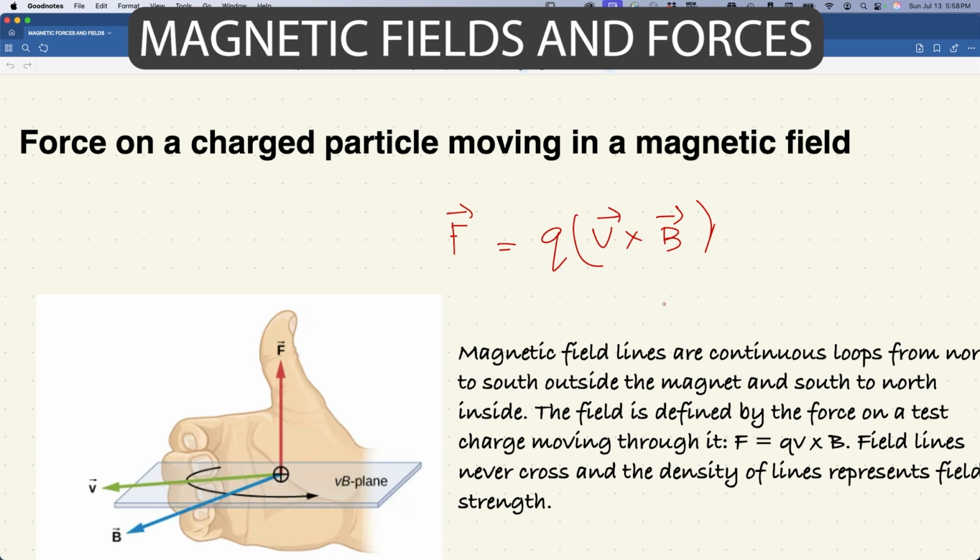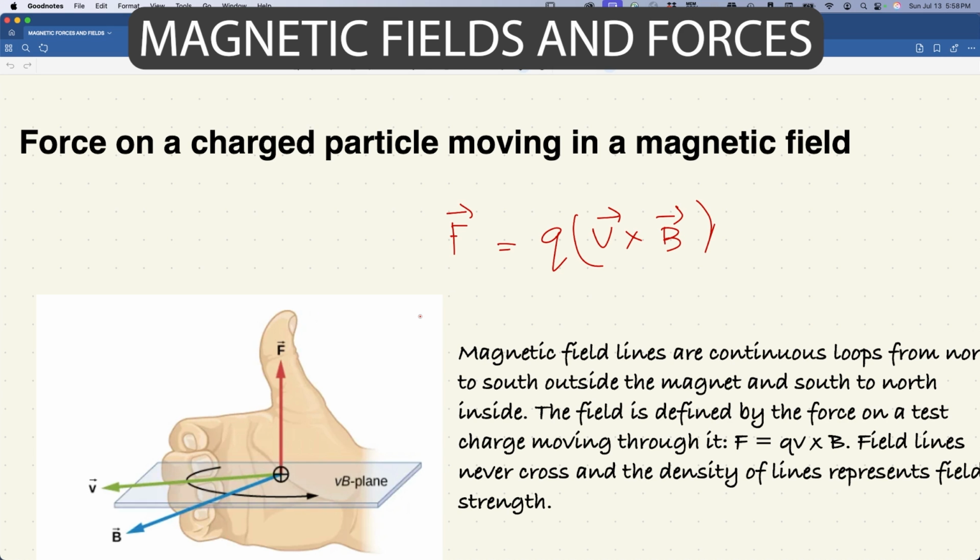If the charged particle is moving parallel to the magnetic field, there is no force acting on it. If it's moving perpendicular to the magnetic field, maximum force acts on it. Now, since this is a cross product, you would understand there are three vectors in play here: velocity, strength of the magnetic field, and force.